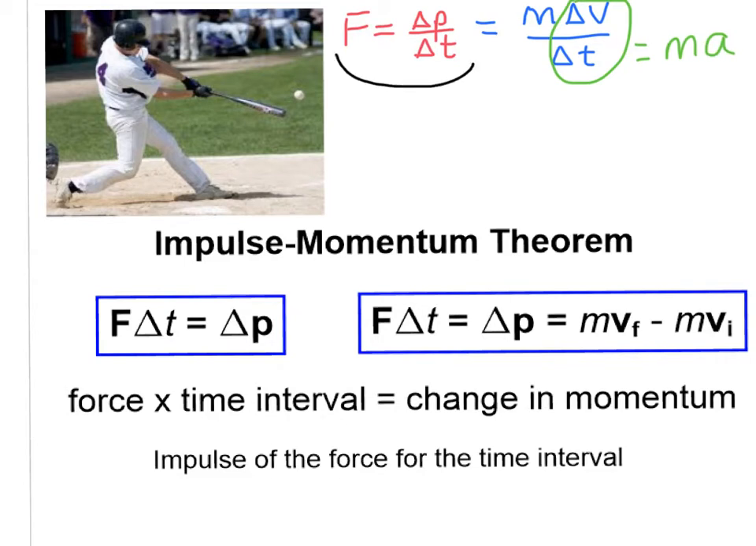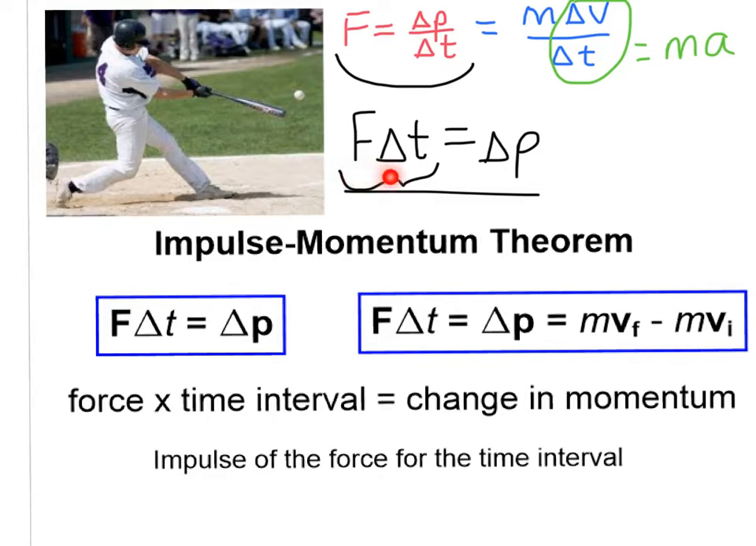We can rearrange this equation to be written in terms of force times change in time equals the change in momentum. And when we rewrite our equation like this, we call this term right here the impulse of the force for the time interval. And this helps us to think about momentum in these terms. A small force acting for a long time can produce the same change in momentum as a larger force acting for a shorter time.